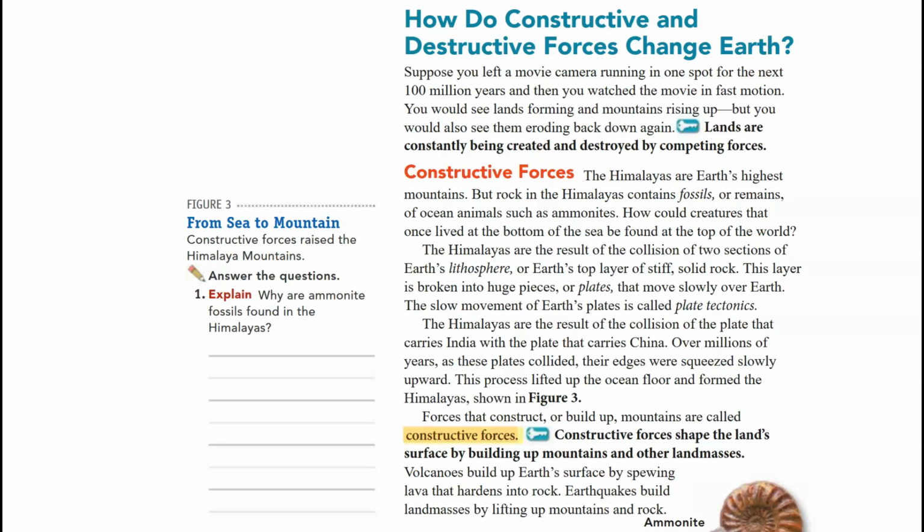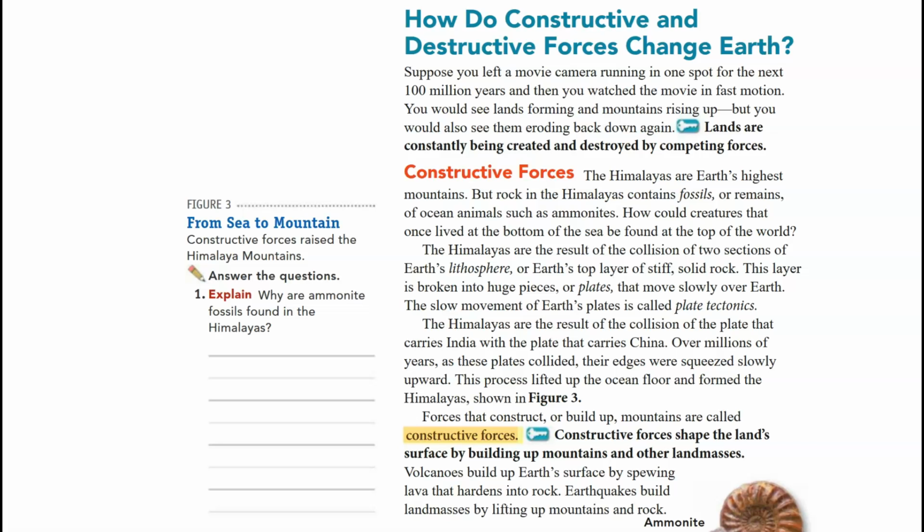How do constructive and destructive forces change Earth? Suppose you left a movie camera running in one spot for the next 100 million years, and then you watched the movie in fast motion. You would see lands forming and mountains rising up, but you would also see them eroding back down again. Lands are constantly being created and destroyed by competing forces.